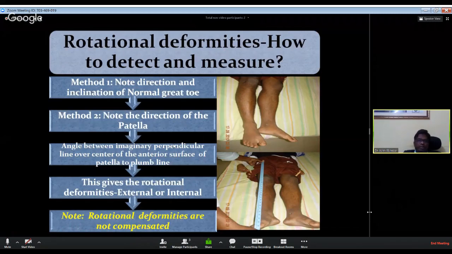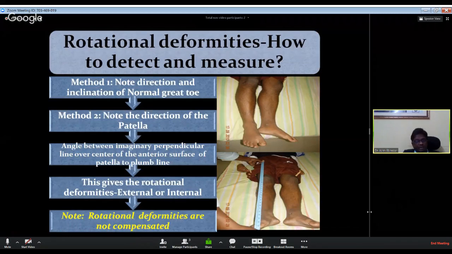Method number 2 is the direction of the patella. This is more important. Where is the patella looking, straight or sideways? The angle between the imaginary perpendicular line and the line over the center of the anterior surface of the patella to the plumb line will give you the rotational deformity, whether it is external or internal. And note that rotational deformities are not compensated. So less headache for you.